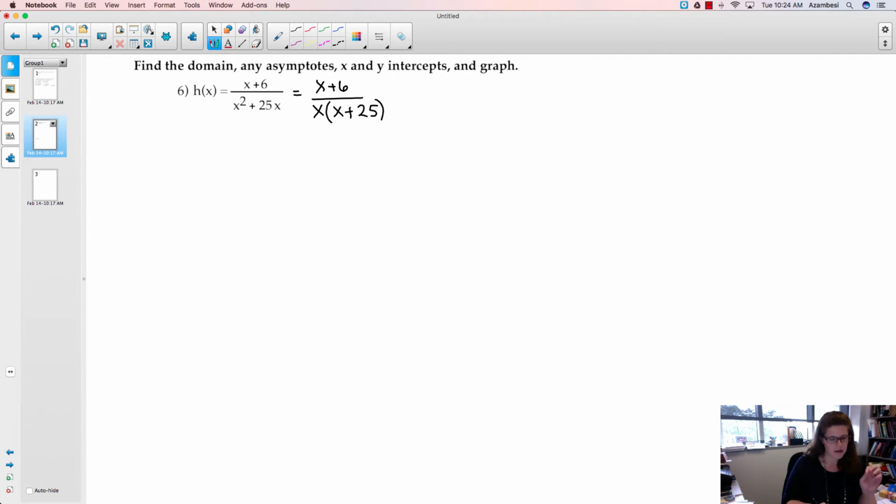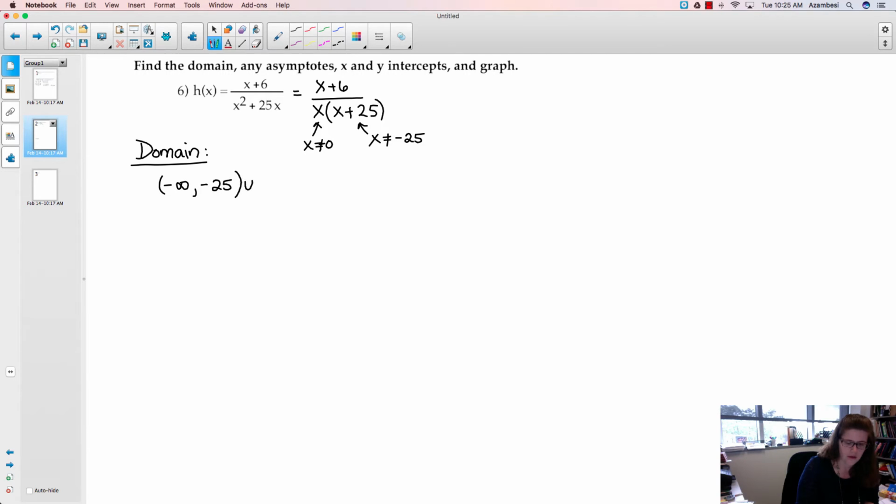Remember, if you can cancel something, don't do it until after you find your domain. But the first step we want to do is find the domain. Here I have two values that x cannot be. X cannot be 0 from this piece, or negative 25 from this one. So my domain would be from negative infinity to negative 25, negative 25 to 0, and 0 to infinity.